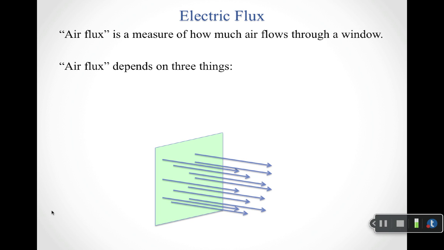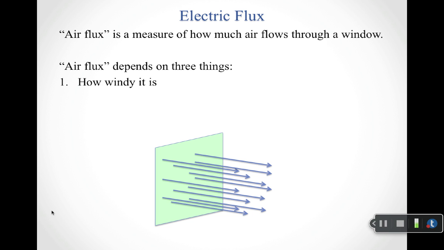So before we worry about electric flux, let's talk about something that we have a little bit more feel for on a day-to-day basis. Let's define the air flux to be a measure of how much air flows through a window. So basically the idea is simple. You open up a window, you stand there in front of the window, you feel some amount of air flowing through the window. So that air flux is going to depend on three things.